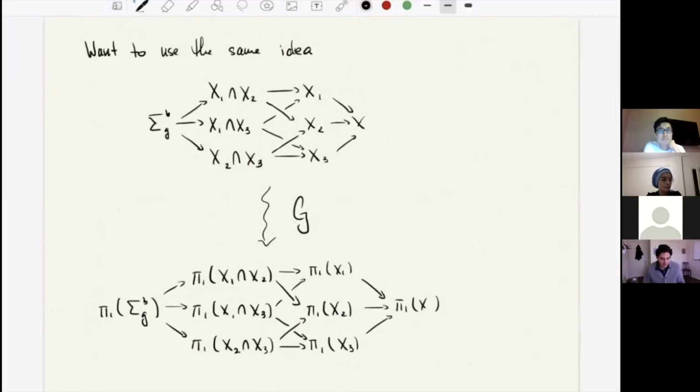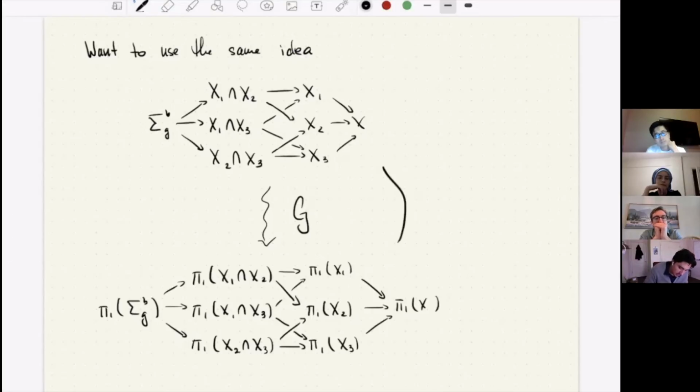And now we want to do the same idea. We have this relative trisection, and then we take pi1 of all the pieces, and we get all this group data. Everything here goes off without a hitch. It's exactly what we want. And again, now the thing that we want is, can we go this way?